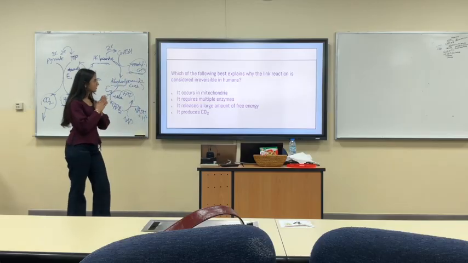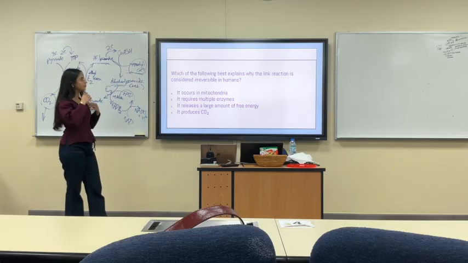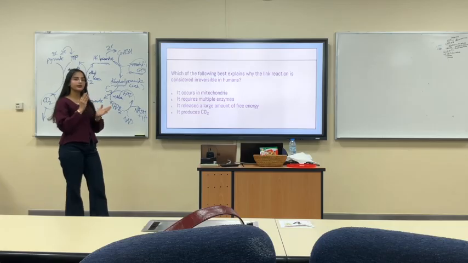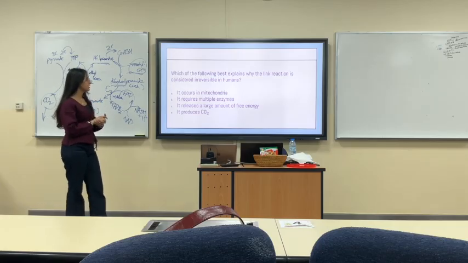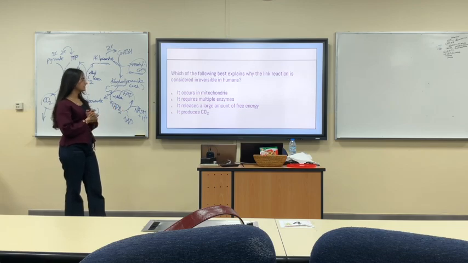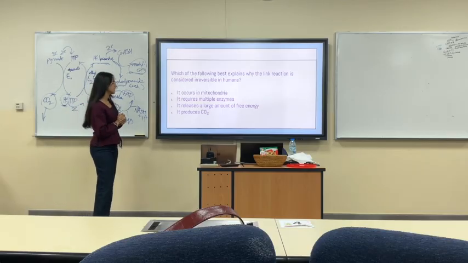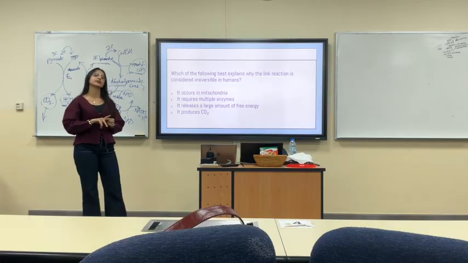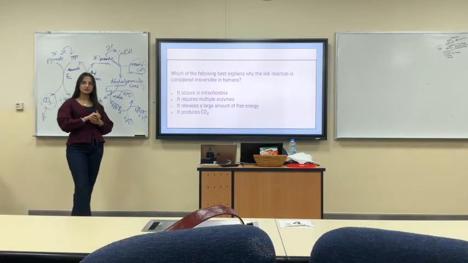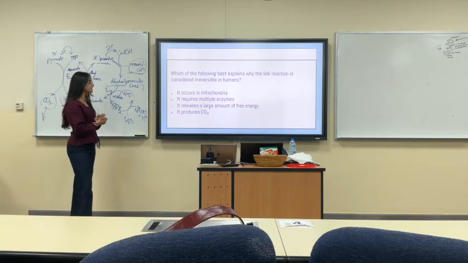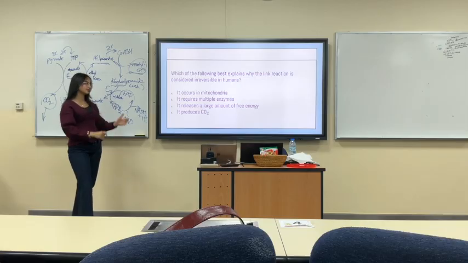Okay. Which of the following best explains why the link reaction is considered irreversible in humans? It occurs in the mitochondria, it requires multiple enzymes, it releases a large amount of free energy, or it produces carbon dioxide. C. It releases a large amount of free energy. That's correct. Wherever you see a reaction with negative delta G or it produces a lot of energy, this means that it will be irreversible or difficult to reverse.